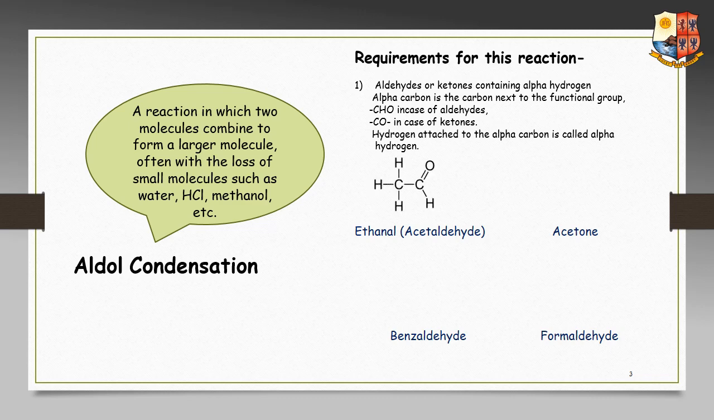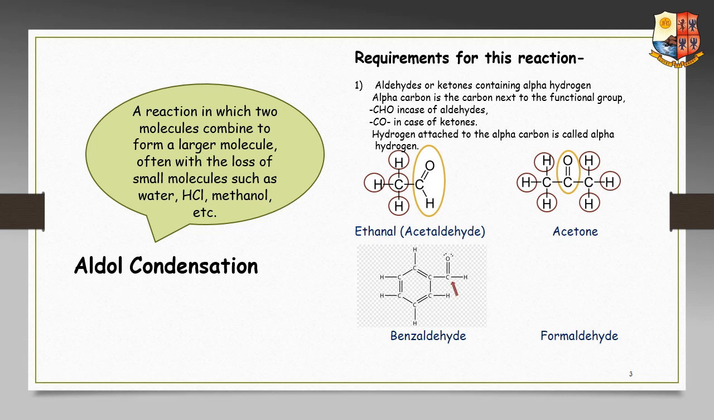In case of ethanol, this is the functional group, this is the alpha carbon, so these become the alpha hydrogens. In case of acetone, this is the functional group, and we see that there are two carbons attached to this functional group, each of which are attached to 3 hydrogen atoms. So in total, there are 6 alpha hydrogens in acetone.